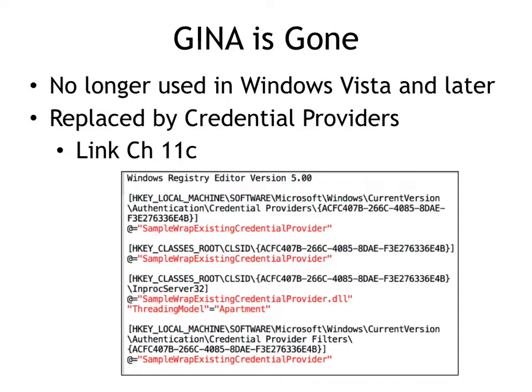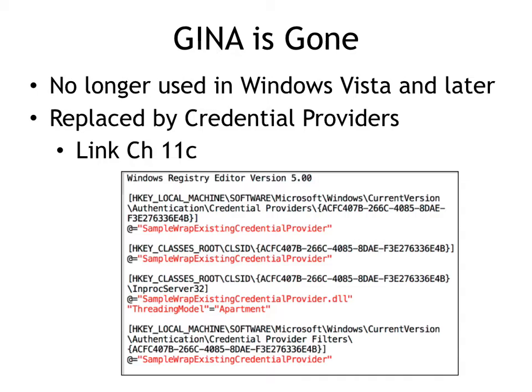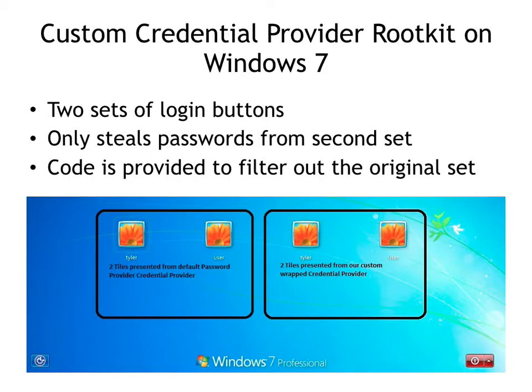However, they just replaced it by something else that has another way to do the same thing, which is an even more general thing called credential providers. And you'll see there's a series of registry keys that have to do with existing credential providers and listing what there are, because they still have the issue that you might add some kind of gadget and that might be your authentication. And there's an example of a credential provider rootkit for Windows 7 at this link here, link of chapter 11C. And what it did was you had the original tiles to log in, and the credential provider added a second set of tiles for the second way to log in.